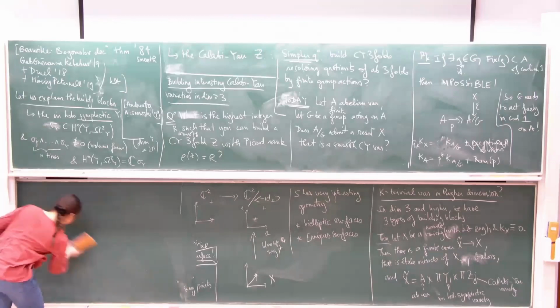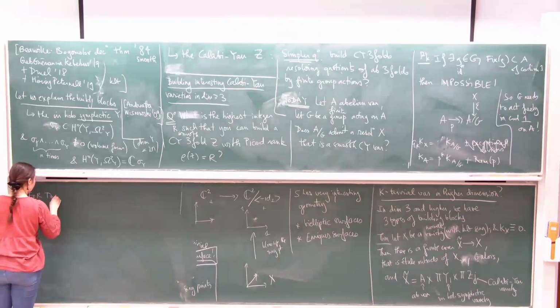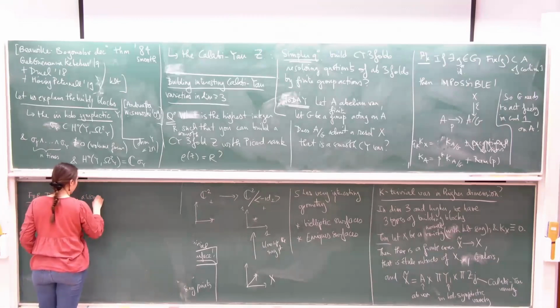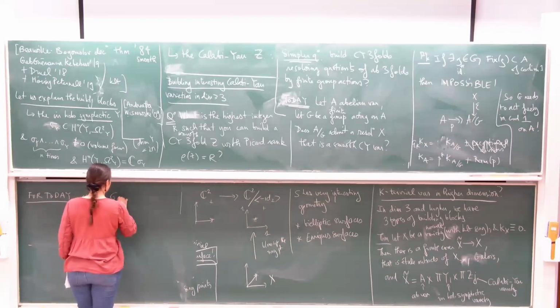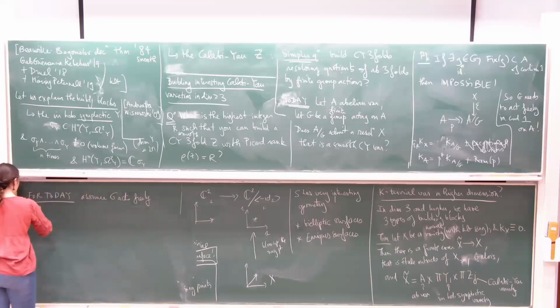So for today, assume G acts freely in codimension 2. Again, it only fixes stuff of codimension 3 and more.